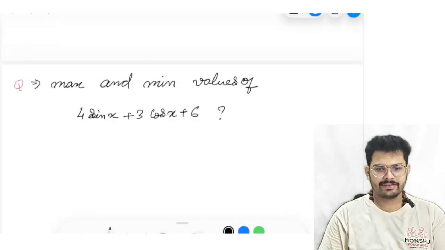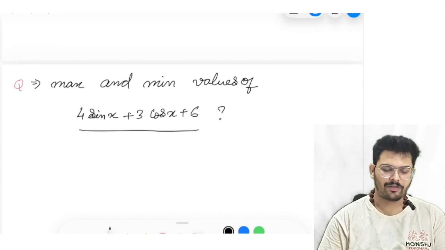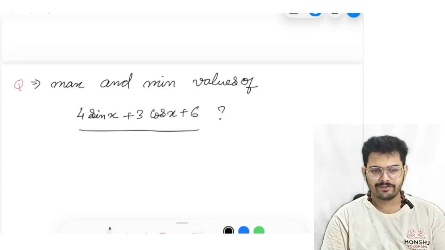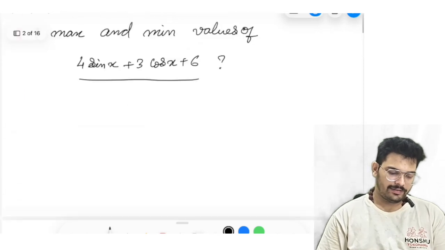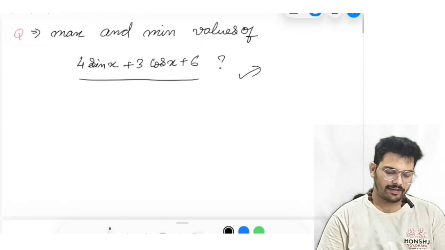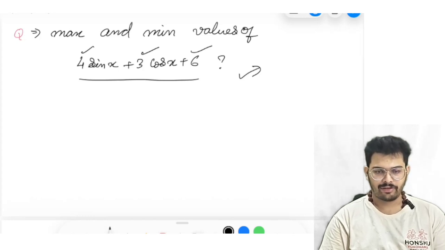In this video, we will be discussing how to find the maximum and minimum values of functions of these forms. That is, here we have a question for sin x plus 3 cos x plus 6. Now, in these forms, we can generalize it as there will be a coefficient for sin x and another coefficient for cos x, and there will be a constant respectively.